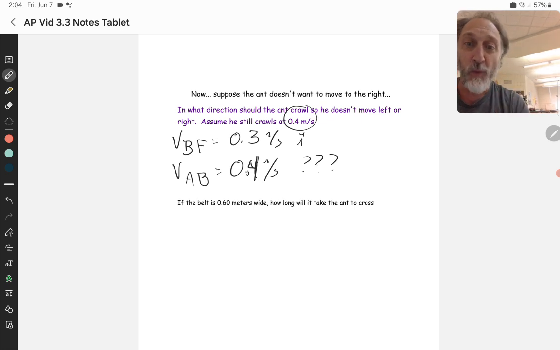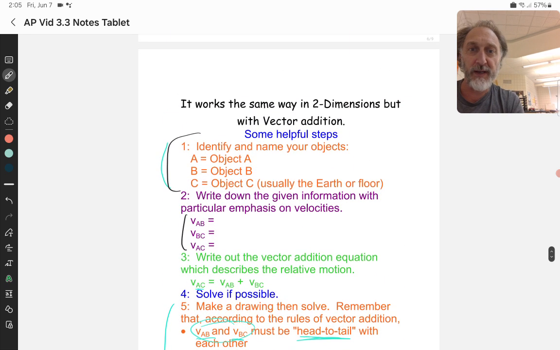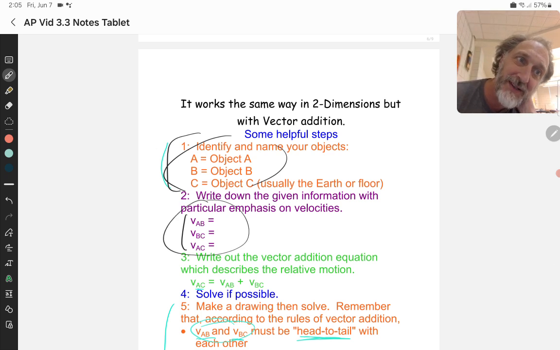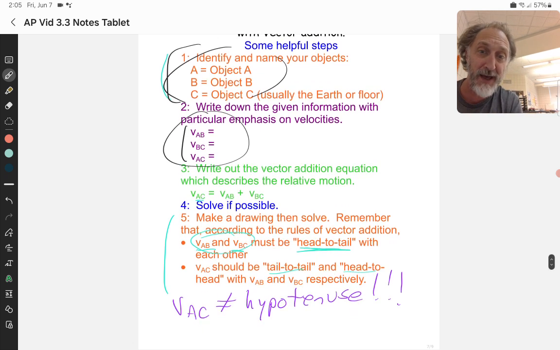Okay, and my goal is I want the velocity of the ant relative to the floor to be straight across, right? So the belt is carrying him this way, he wants to go straight across. All right, so I've labeled my 3 things, like I already identified my objects. I wrote down as much as I could about my velocities, but I don't know the direction of one of them and I don't know the magnitude of the other. So I can't do the math using this equation. All right, but let's write down the equation.